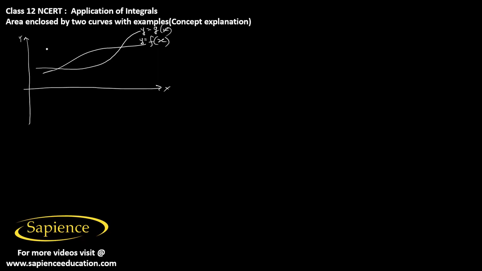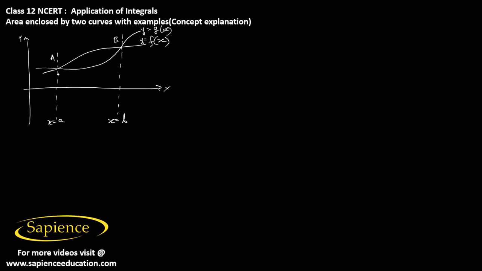So the rule is that suppose we have some function f of x, suppose this is the graph of the function y equals f of x, and suppose we have another graph of the function y equals g of x. So let's say this is the x-axis and this is the y-axis, and suppose they intersect at some point a and at some point b, and the x coordinates of those points are x equals a and x equals b.